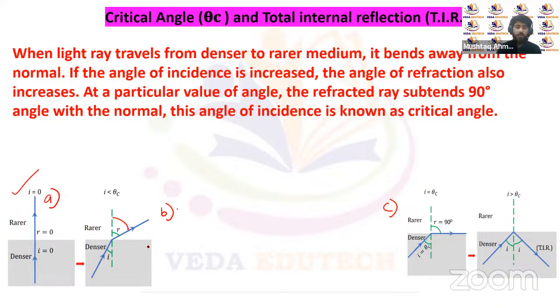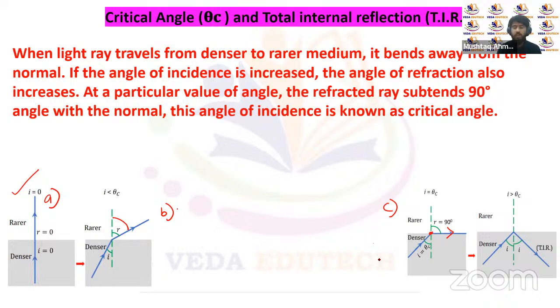It means when the ray of light is coming from the denser medium into the rarer medium, if we increase the angle of incidence, then the angle of refraction will increase continuously. So there will be a particular angle at which this refracted ray will just graze the interface. This angle at which the refracted ray will graze the interface and will try to come back into the same medium, we call as the critical angle.